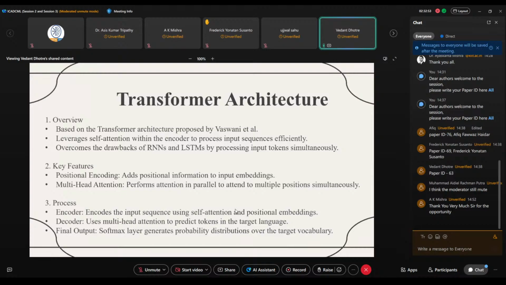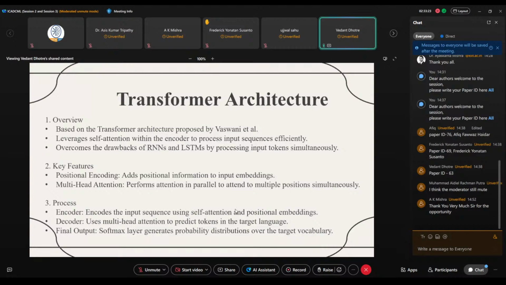Moving on, we go to the transformer architecture. This is, as discussed, based on the proposed architecture by Vaswani et al. It leverages self-attention within the encoder to process input sequences efficiently, and it overcomes the drawbacks stated in the RNN and LSTM by processing the input tokens simultaneously. Due to the parallel processing feature of transformers, we get better results and better translation accuracy.